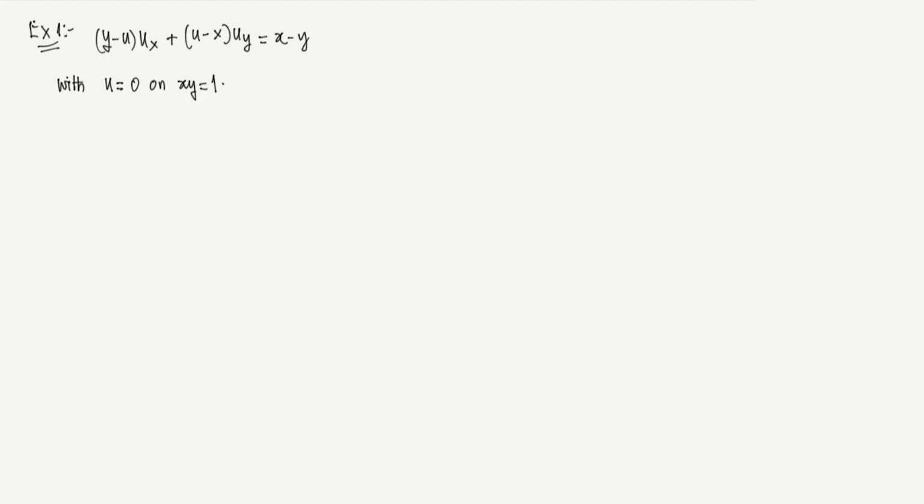Okay, so now how do we find it out? First of all, we know that we can talk about the characteristic equations. So let's do that. The characteristic equations are, if you remember, dx over the first coefficient, which is y - u, and then dy over u - x, and then du over x - y. Okay, those are the equations.